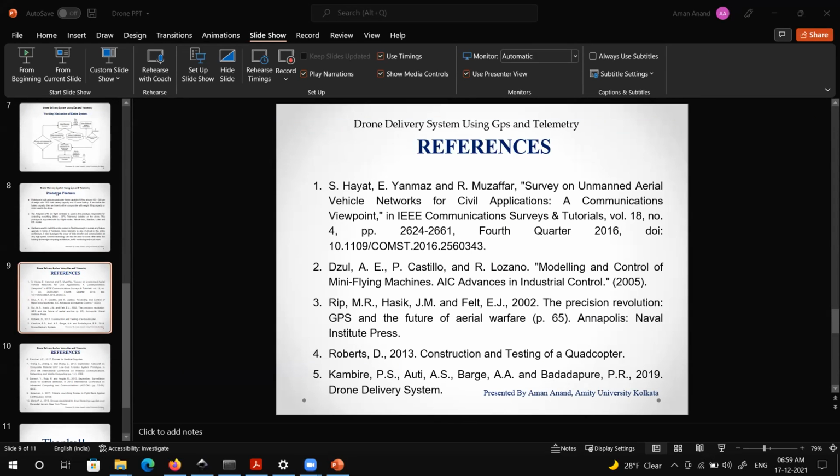Yes. Okay. So for the designing of the drone system, what type of application are you thinking this system you have designed for?